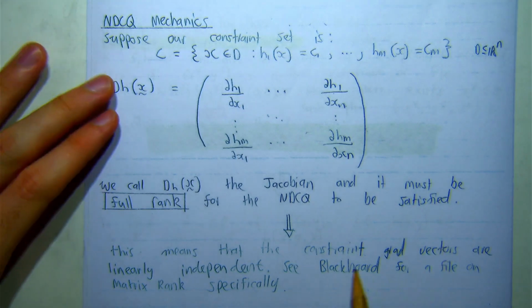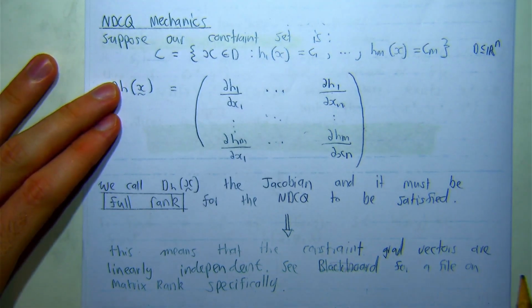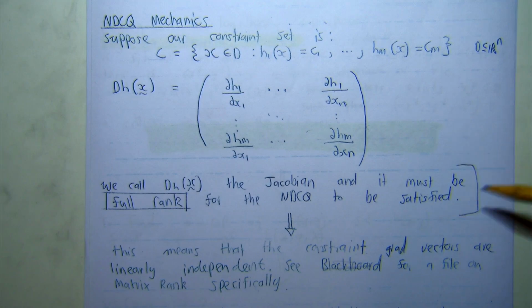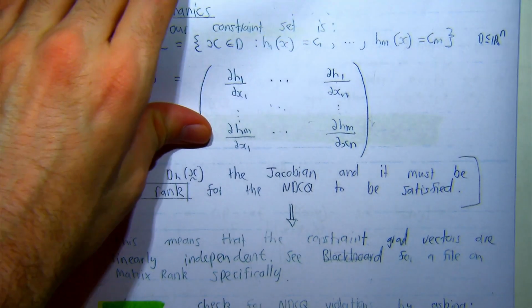And ignore this here. There's another video that I've made that will explain how to check if things are linearly independent. And yeah, that's what it means for the NDCQ to be satisfied, is for this to be full rank, which means the constraints are linearly independent with each other.